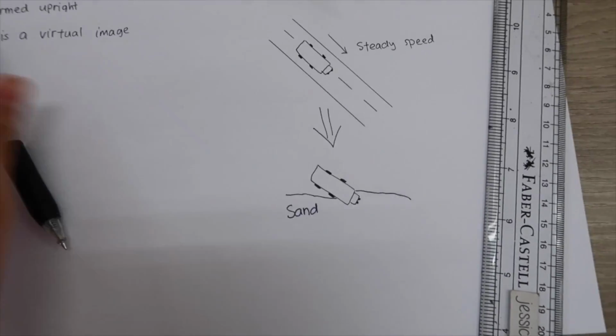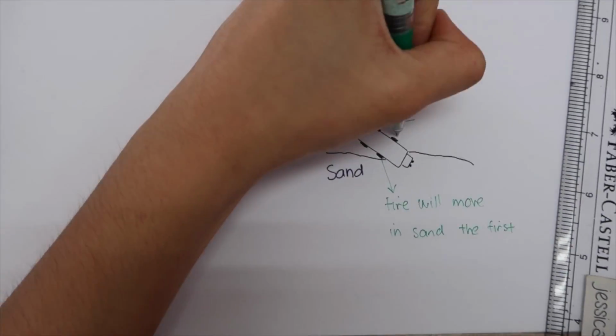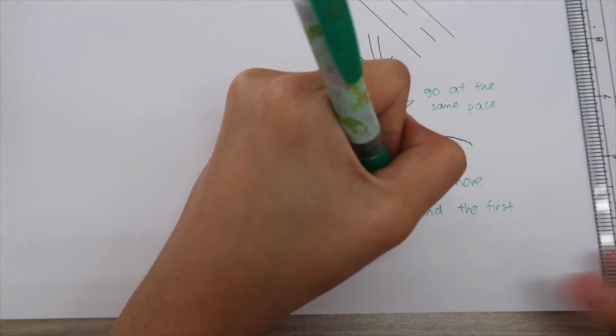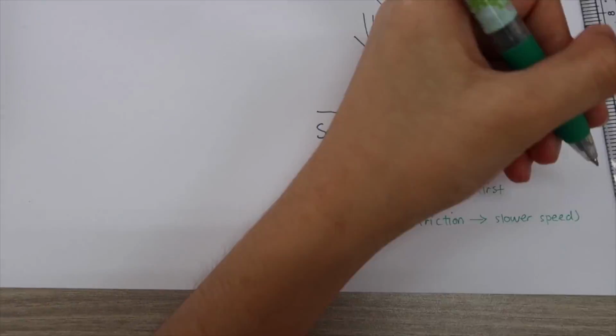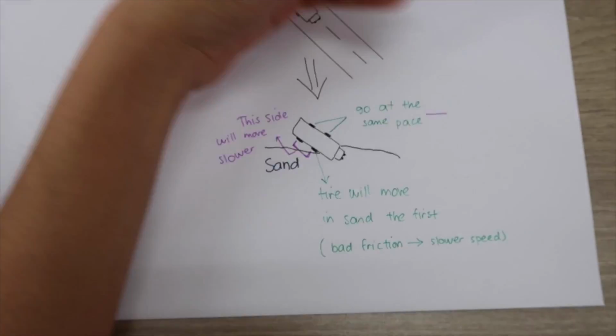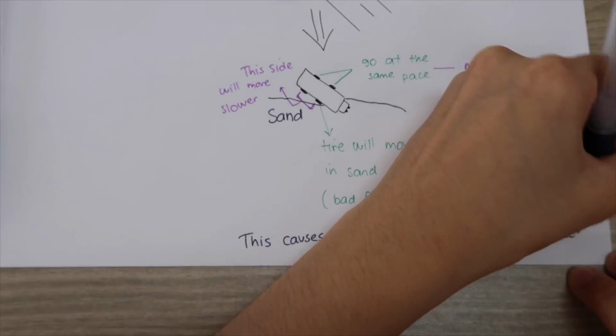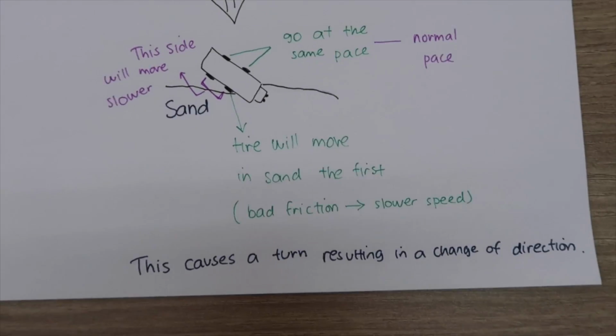Obviously, the 2 tires on the other side will still move at the same pace, while the first tire on the sand will start to slow down as it is harder to move on sand. When this happens, one side of the truck will slow down and the opposite side will be faster. This will cause a turn, resulting in a change of direction. And this is similar to the refraction of light.